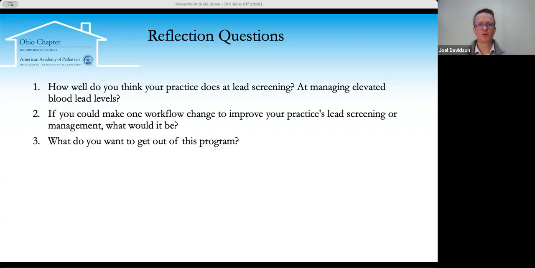If you can, please put the answer to your third question, what do you hope to get out of this program, in the chat so that we can all see. If you're not willing to share, that's okay, but it may allow us to get a good idea of what people are hoping to get out of the program. And this is out of the program overall, not just today's introductory kickoff session.